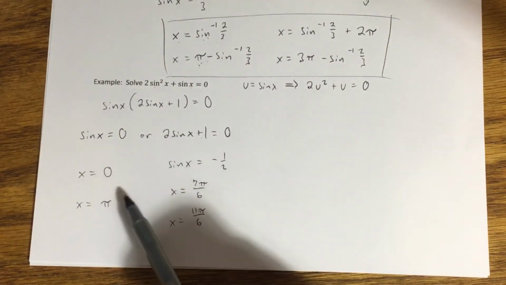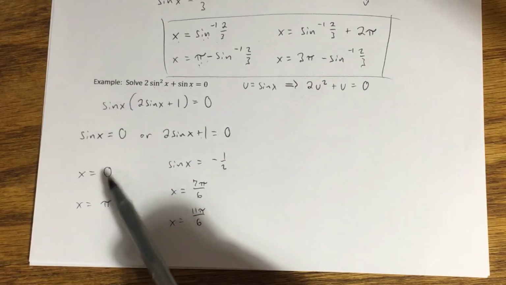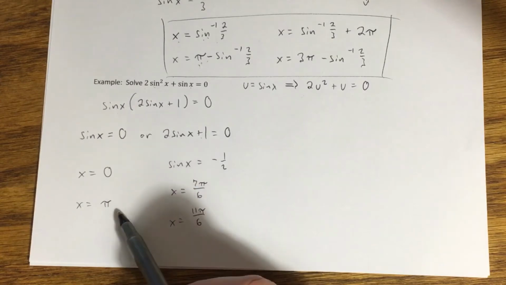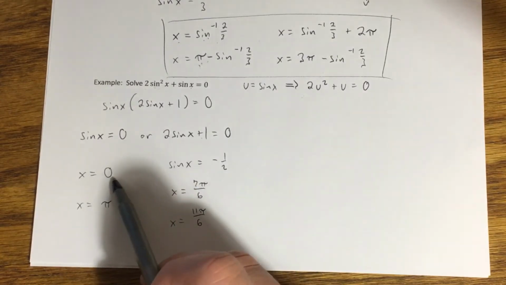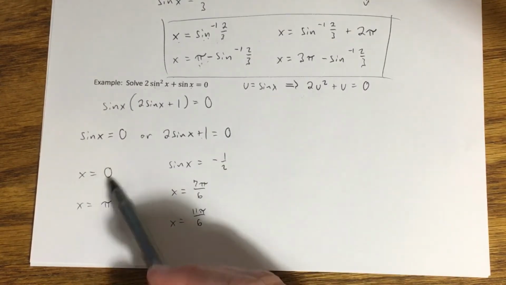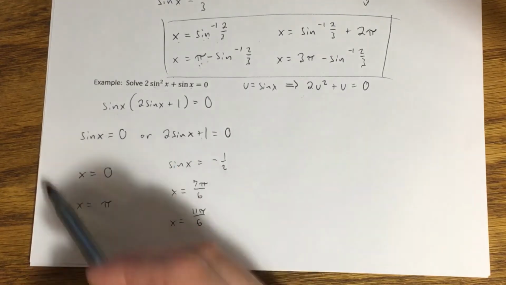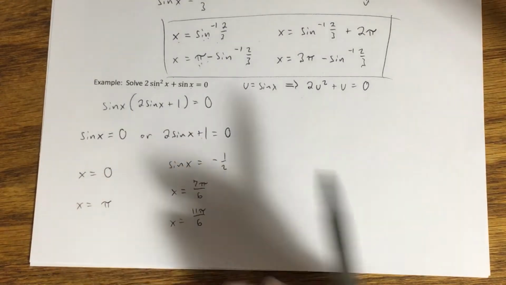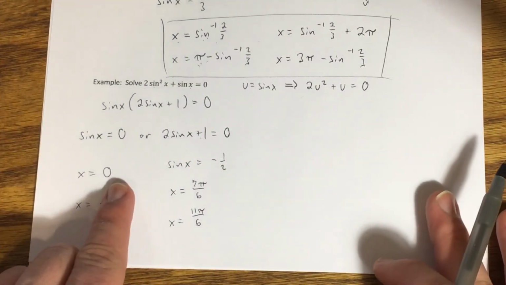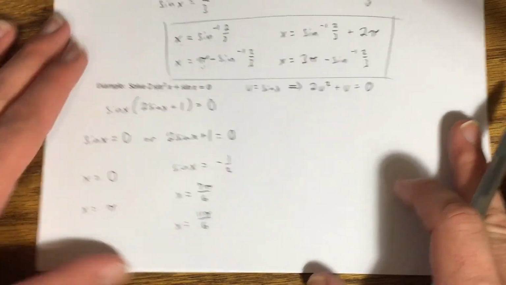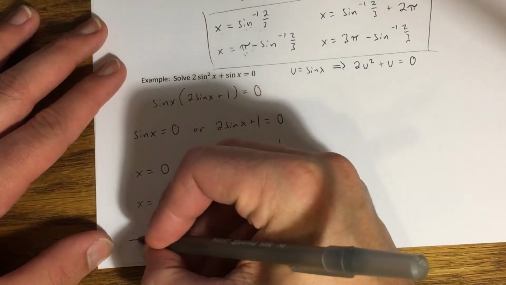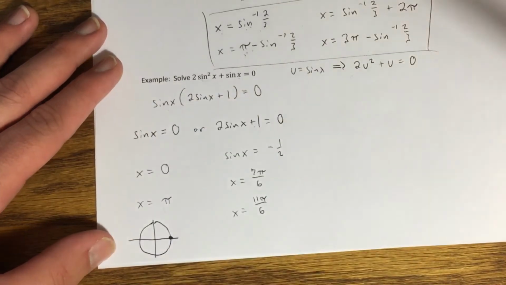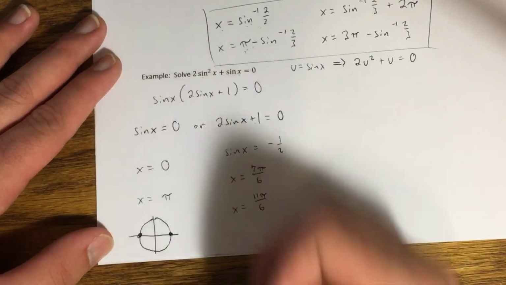But I want to point something out that's kind of unique about these two solutions. Even though I could say plus 2 pi k and plus 2 pi k, which would be correct, there's a way of consolidating these into one solution. So here's what I mean. Where is the angle 0 and where is the angle pi? Let me draw a little unit circle right here. 0 is right there, and pi is right there.